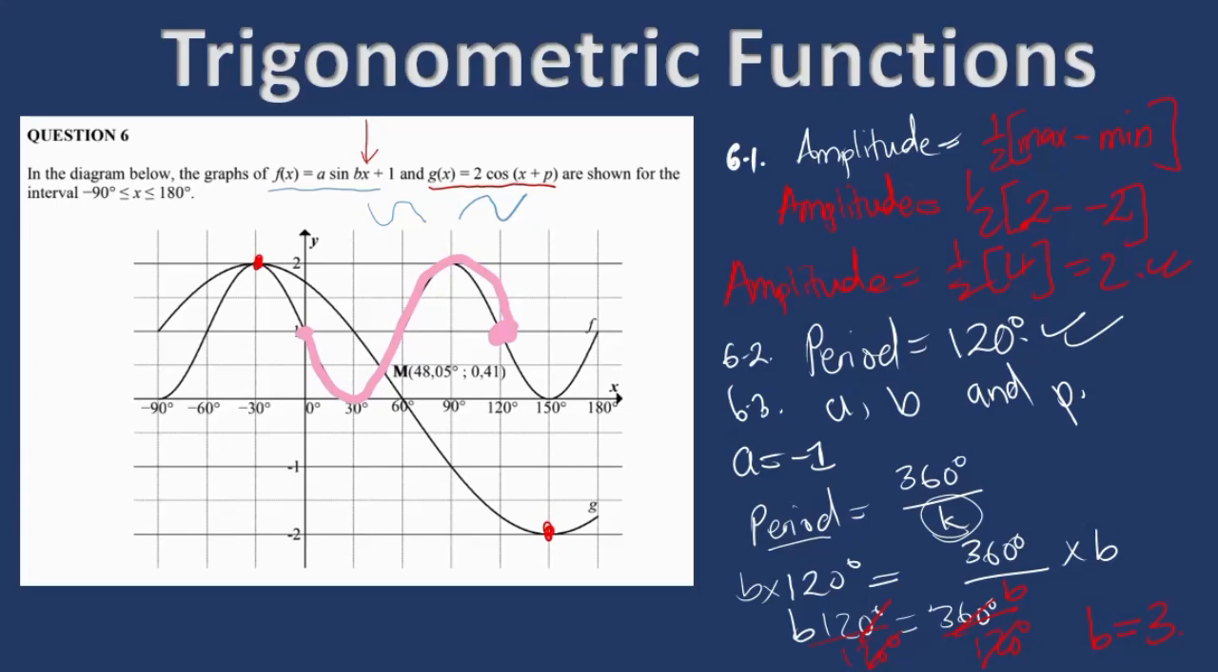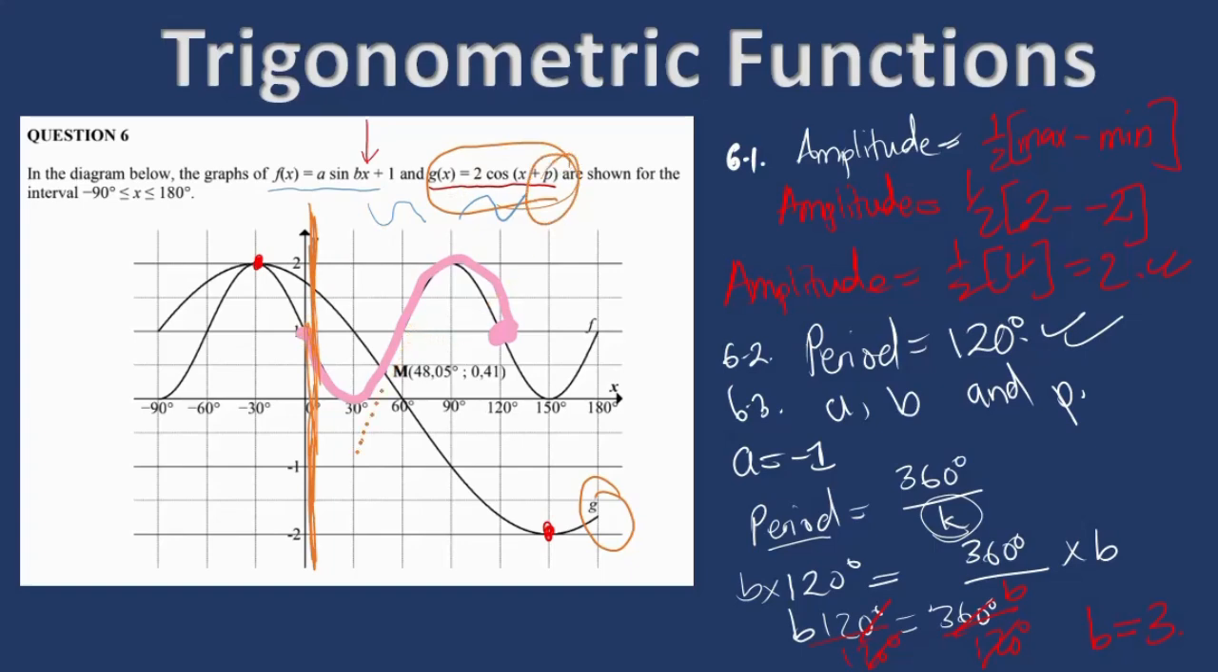And then the last part, calculating P. How can we calculate P? First, we see that P is in this equation here, the equation of cosine. The graph of cosine is this one, the graph of g. P tells you that this graph was supposed to start on the y-axis, but now it's no longer starting on the y-axis. It starts elsewhere because it was moved P values, right?